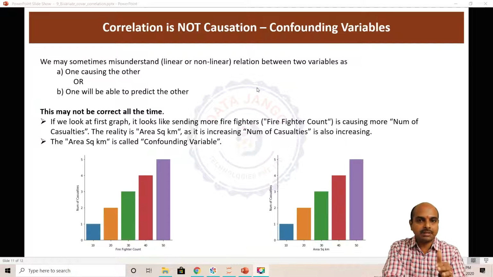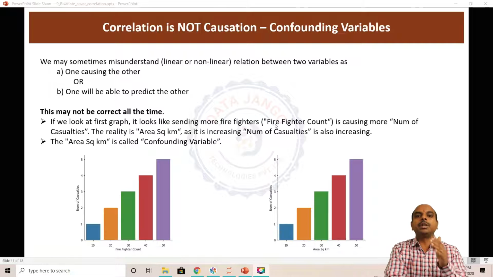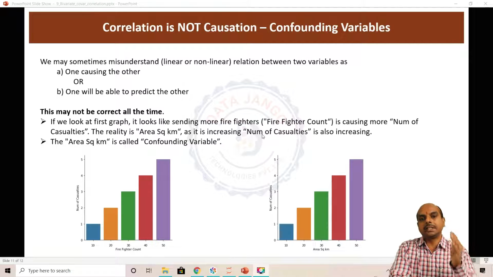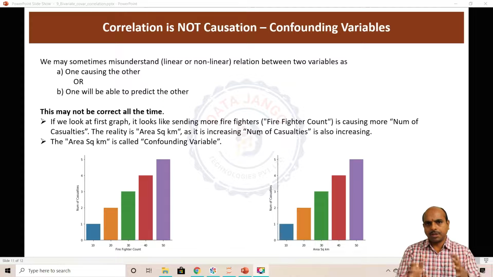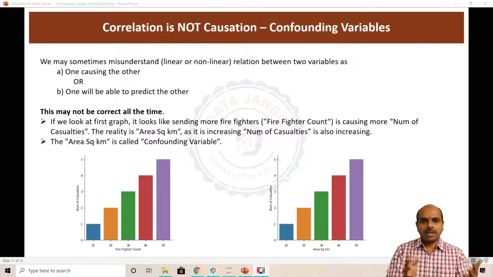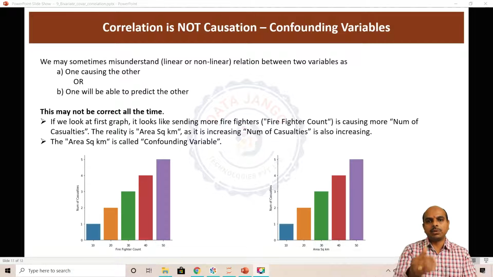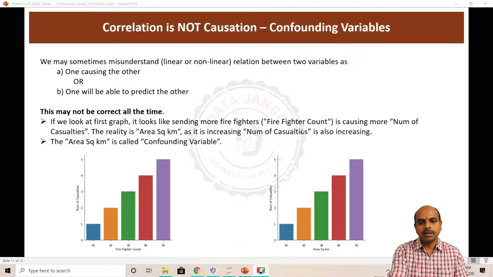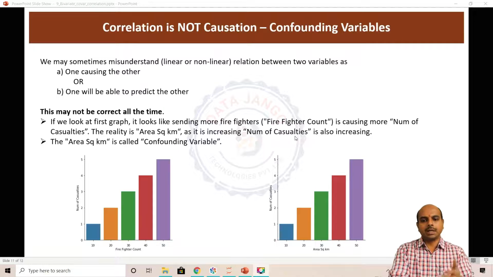You should have business knowledge, and with business knowledge you need to make the decision whether a feature is important in predicting the other feature or not. So I hope you understood that correlation is not causation, and confounding variable. But let us take another example. We are using the employee data set so far, so we have a similar kind of scenario there also. Let me show you that and explain.